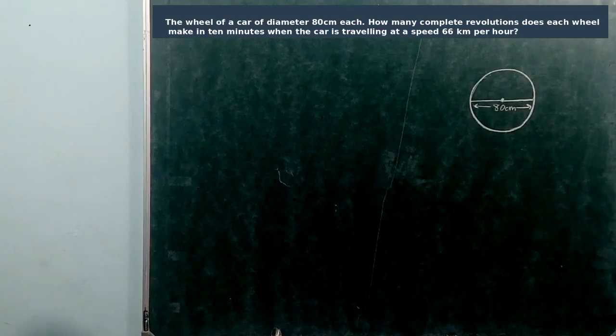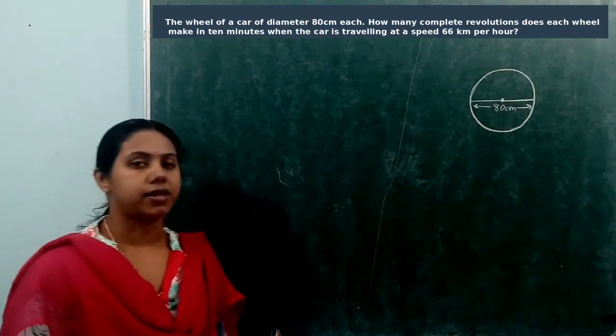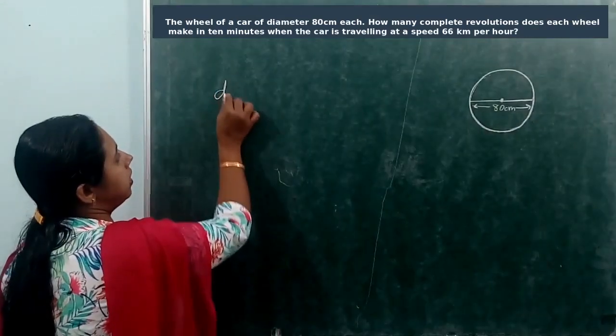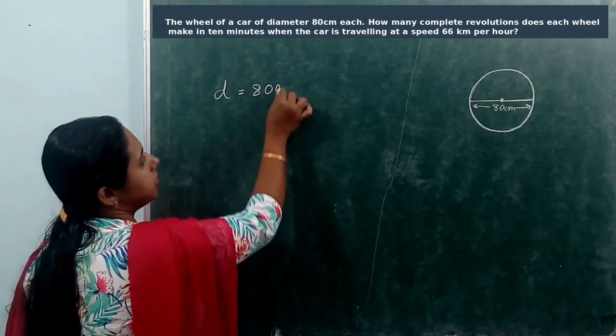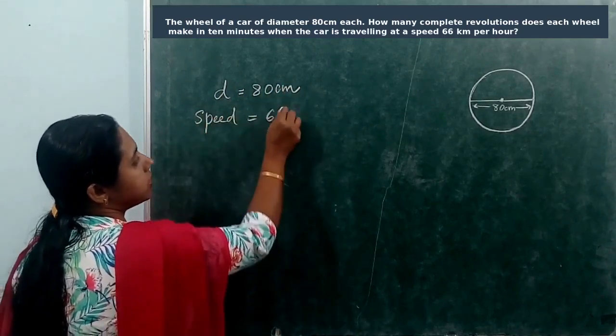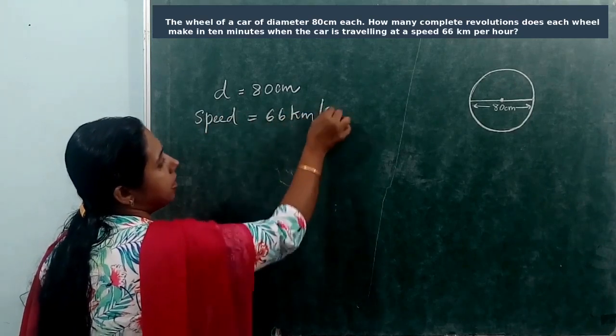The wheels of a car are of diameter 80 centimeter each. How many complete revolutions does each wheel make in 10 minutes when the car is traveling at a speed of 66 km per hour? Here, the diameter of the wheel is given and the speed of the car is also given. The diameter of the wheel is equal to 80 centimeter and the speed of the car is equal to 66 km per hour.